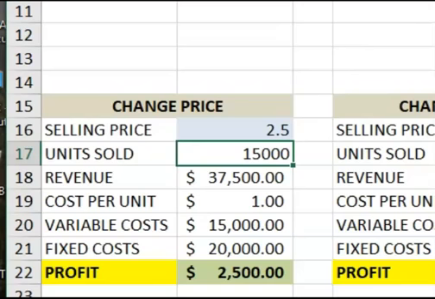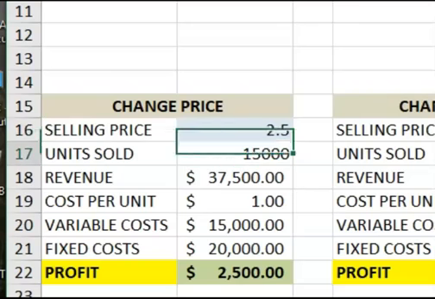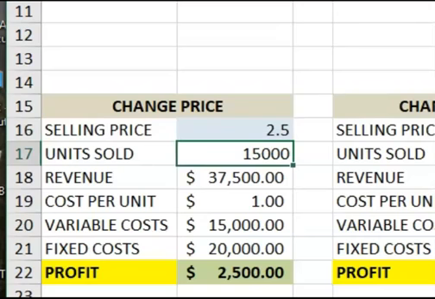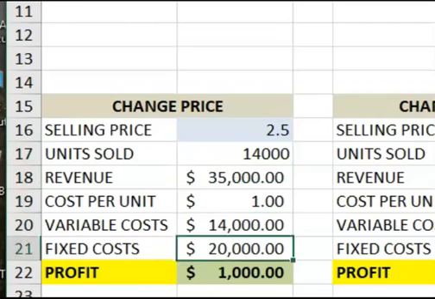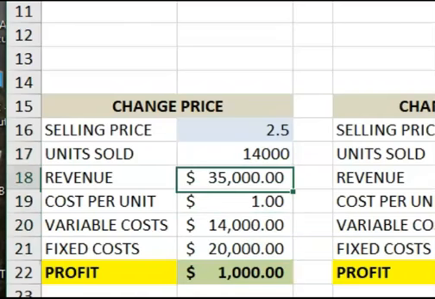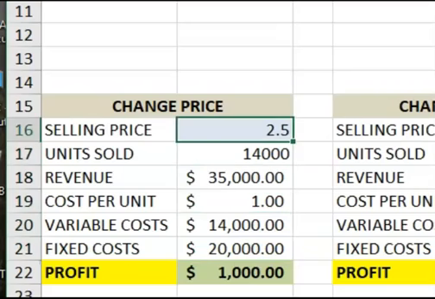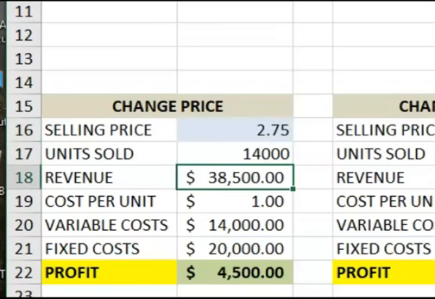Now that sounds pretty good, except you did learn in your economics class that as the price goes up, the demand goes down. So maybe I went up to $2.50, but now instead of selling 15,000, I'm only selling 14,000. Well, I'm still making profit at 14,000. So that's better to sell 14,000 at $2.50 than to sell 15,000 at $2.25. But you can see if I go up to $2.75 and now I'm only selling 13,000.